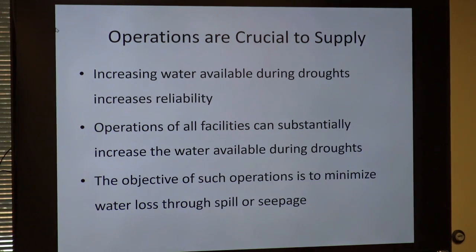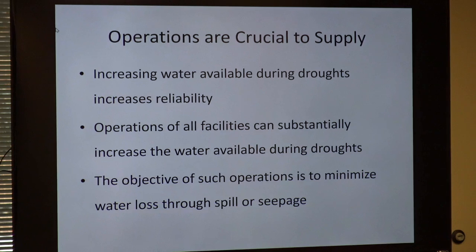So in order to reduce the risk, as I said, I'm emphasizing operations here: increasing water available during drought increases reliability. So how do we do that? This is something that requires a large coordination among the water suppliers, stakeholders, states, and many parties here.